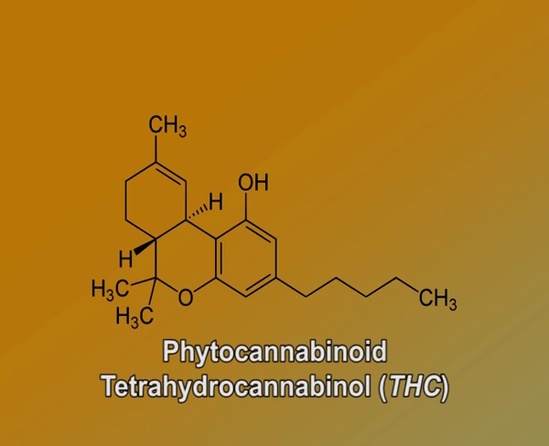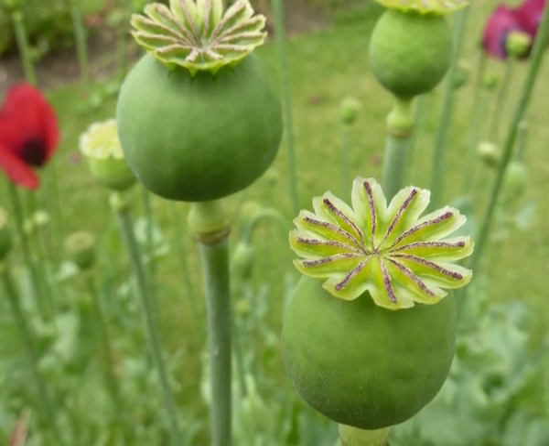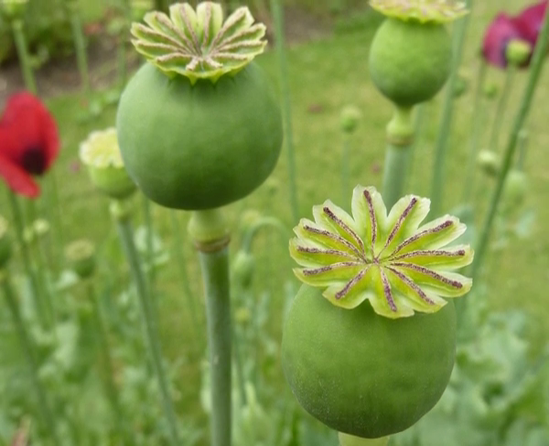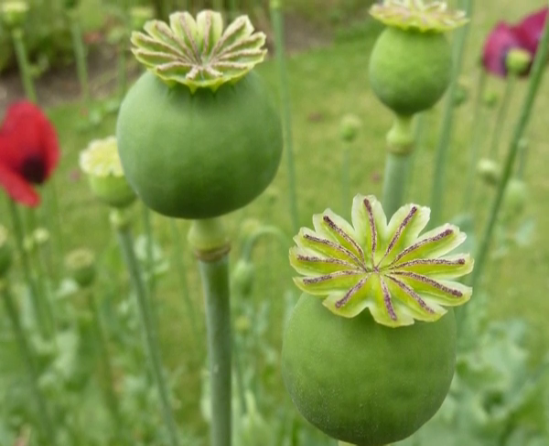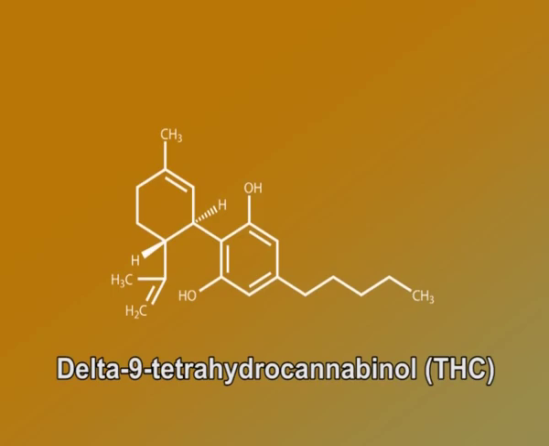Tetrahydrocannabinol, that is THC, the primary psychoactive compound in cannabis. Cannabidiol, that is CBD, is another major constituent of the plant. There are at least 113 different cannabinoids isolated from cannabis, exhibiting varied effects. Delta 9 tetrahydrocannabinol, that is delta 9 THC.